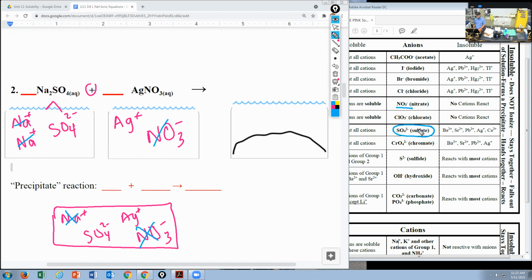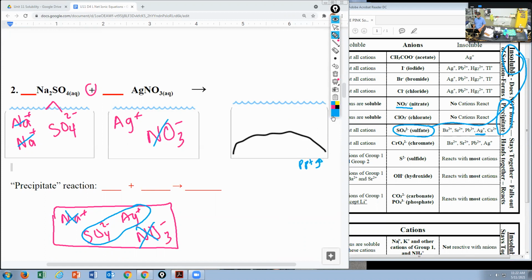There's sulfate. And let's see. Is Ba2+ silver? No. Is strontium silver? No. Pb2+, is that silver? No. But there is silver right there. So you can see that the silver and the sulfate, these two are going to get together and form an insoluble solid, a precipitate. And remember, that part down here is the precipitate.